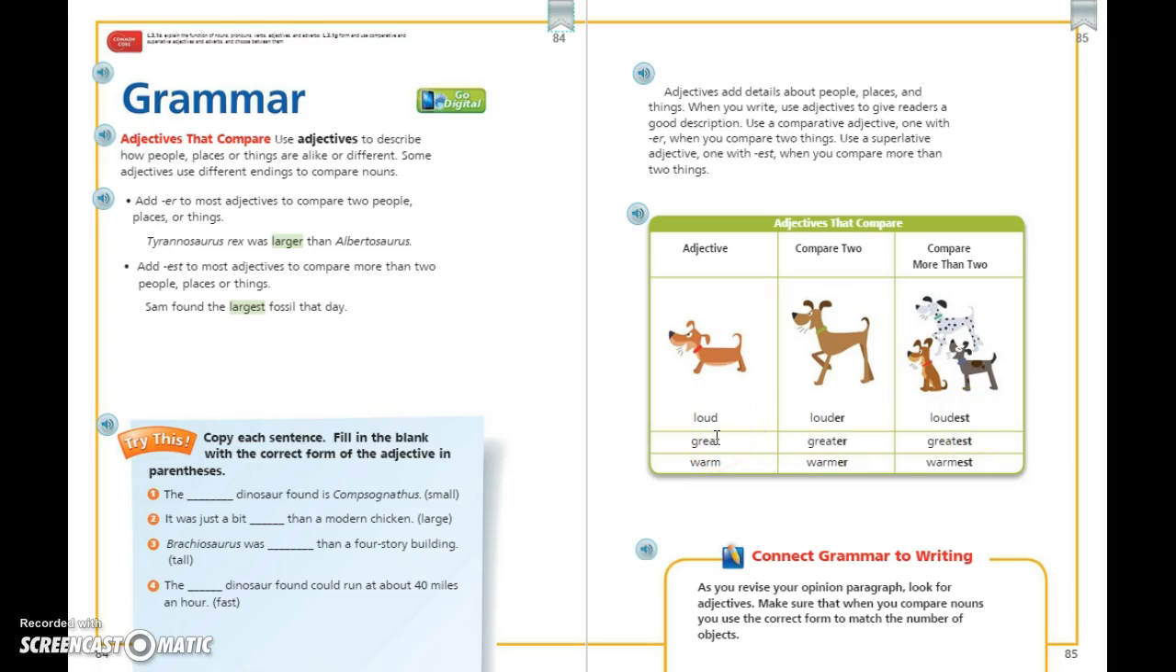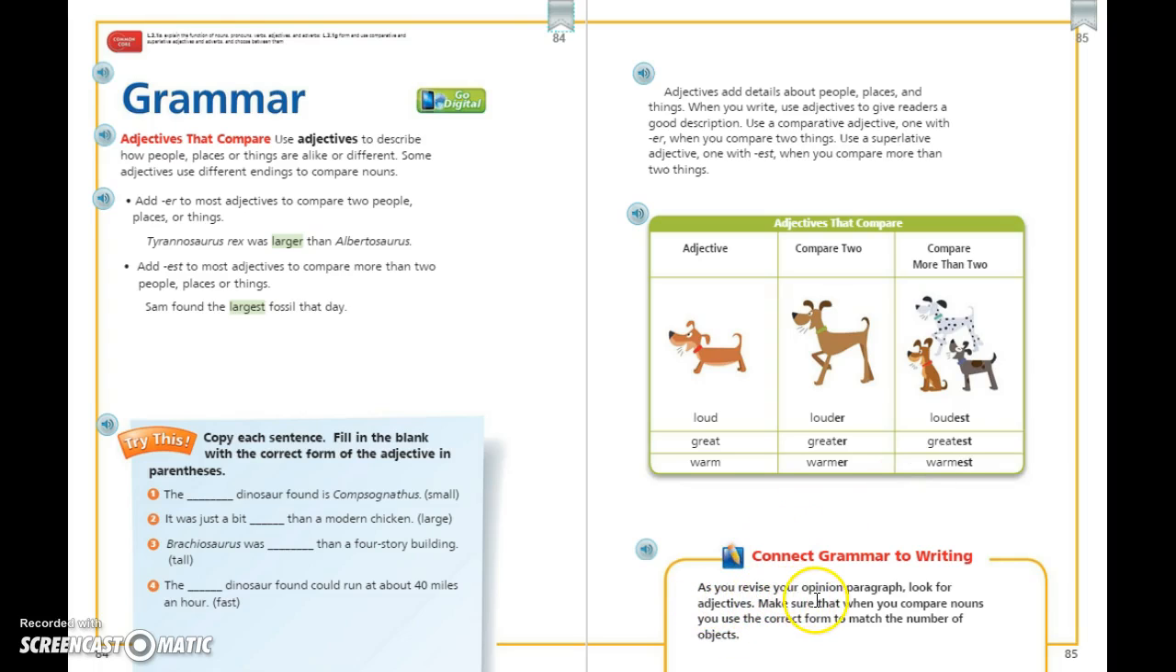Great. For comparing two people, places, or things, we would have greater. If we are comparing more than two, we would have greatest. Warm. When we compare two, it becomes warmer. When comparing more than two, we have warmest.